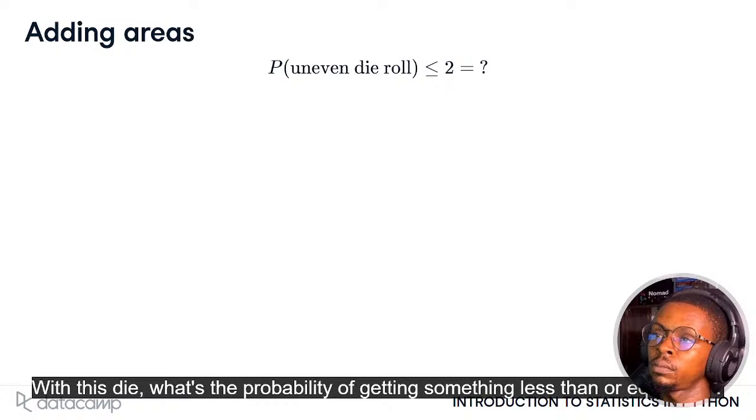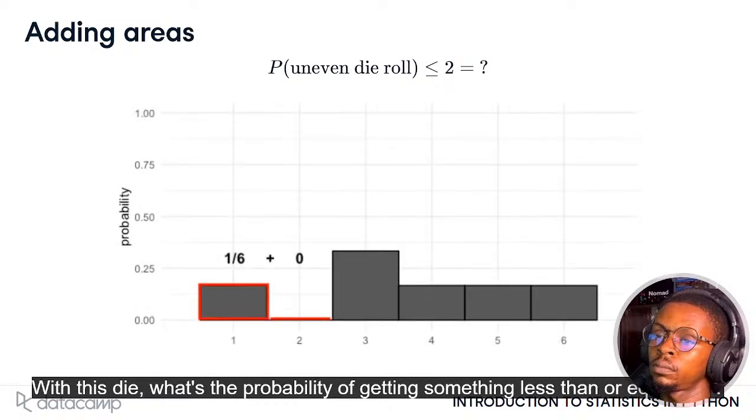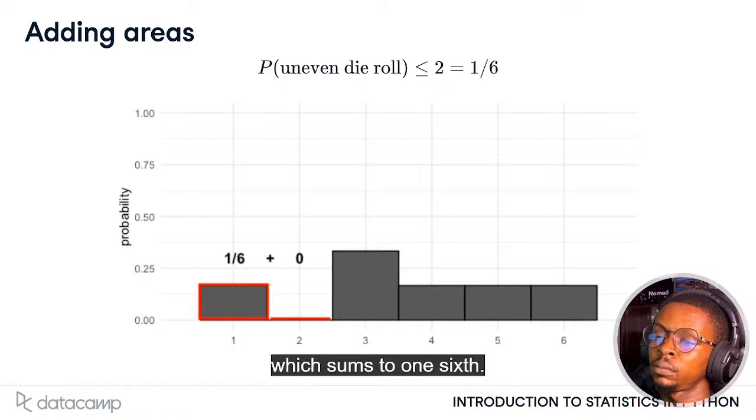When we visualize these new probabilities, the bars are no longer even. With this die, what's the probability of getting something less than or equal to 2? There's a 1/6 probability of getting 1 and 0 probability of getting 2, which sums to 1/6.